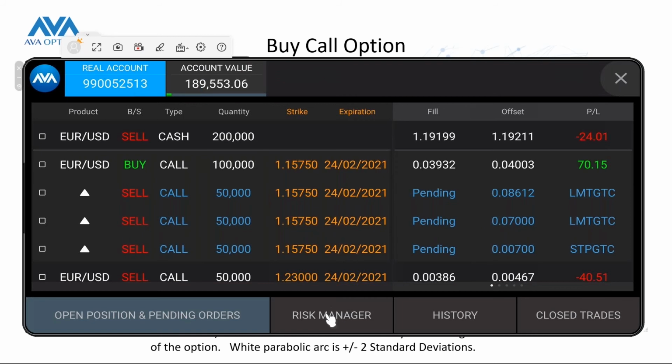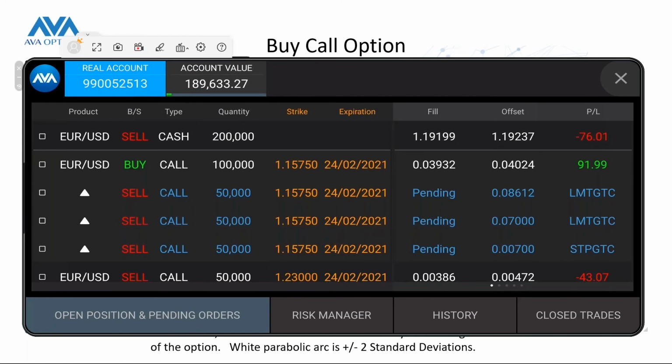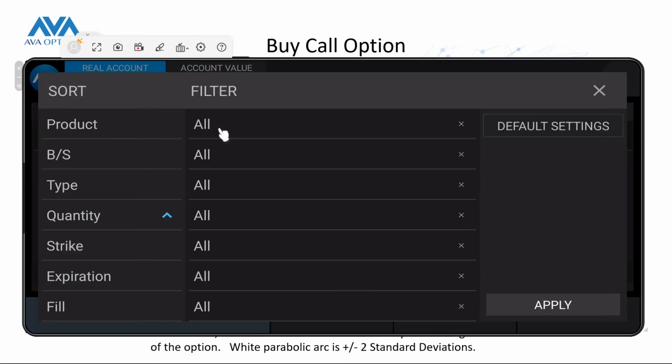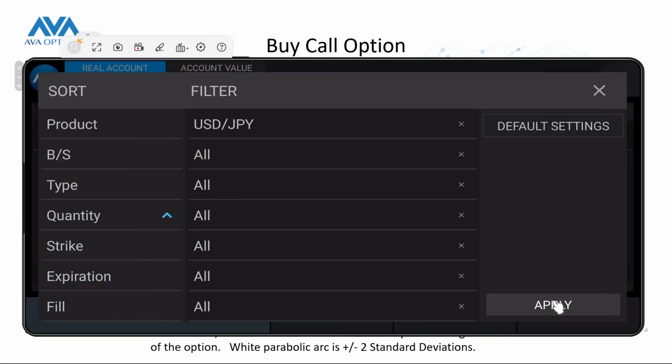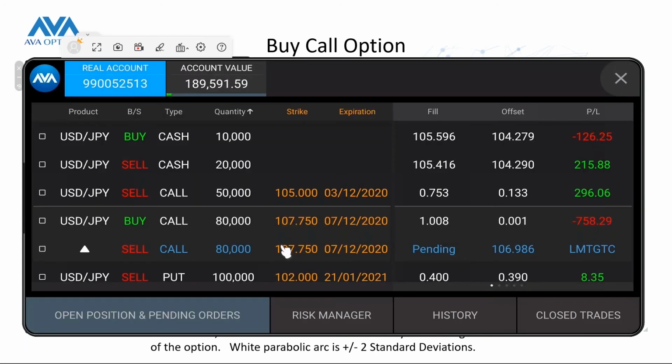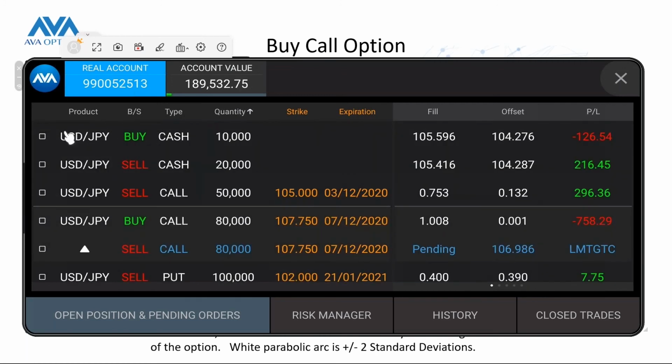I can say, I have all this dollar yen. I've got 9 positions in dollar yen. I want out. I want to close my positions in dollar yen. Come here to open positions, long press on the top row, choose only my dollar yen. I've got all kinds of filters here. I'm going to look at only my dollar yen positions. Here they are. And I can choose them all and close them all.